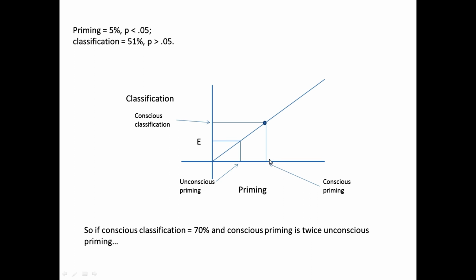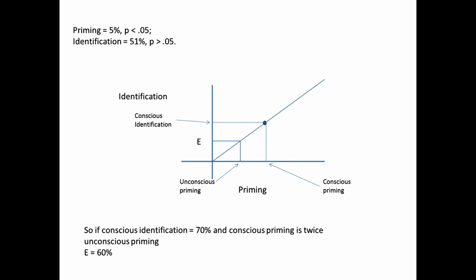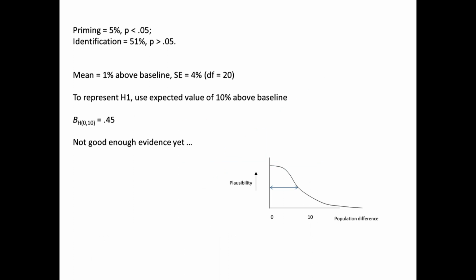The degree of conscious priming, let's say that's twice the amount of the putatively subliminal priming. Well, then this curve would say, take half the amount of conscious classification, so 60%, 10% above baseline. Okay? Is that clear to people? That's what I just said.